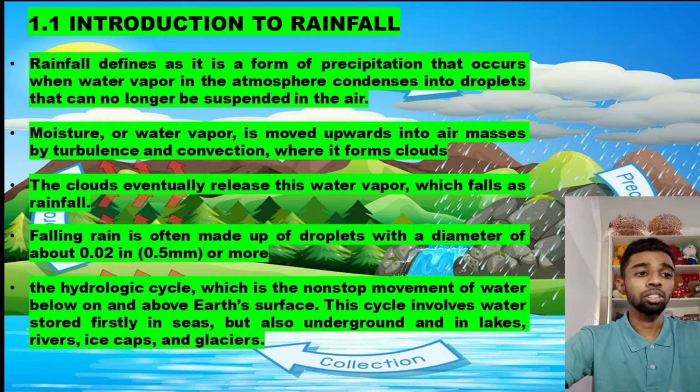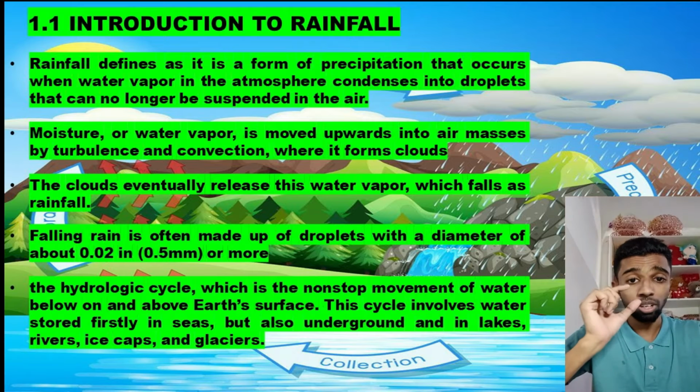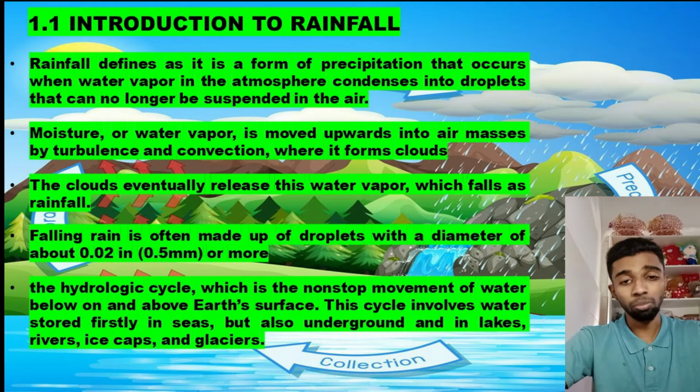And number four, falling rain is often made up of droplets. The droplets have their own diameter, for example, about 0.02 inch (which is 0.5 millimeter) or more.